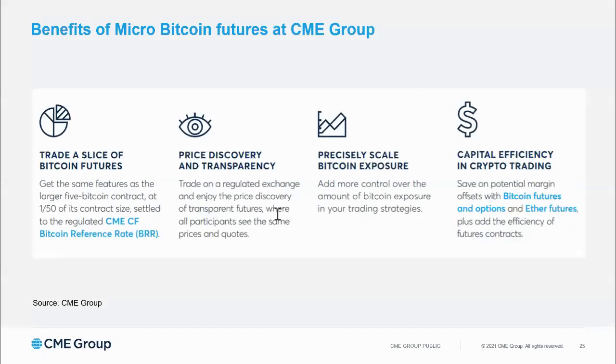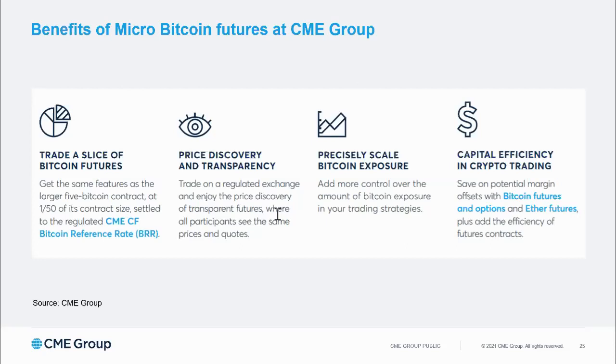All right, so specifically looking into some of the benefits that the Bitcoin futures offers, you can trade a slice of the Bitcoin futures. Remember, we have that large Bitcoin contract that consists of 5 Bitcoin. So this micro Bitcoin allows traders to come in and gain exposure at a lesser notional, which is 1/50th of our large contract.